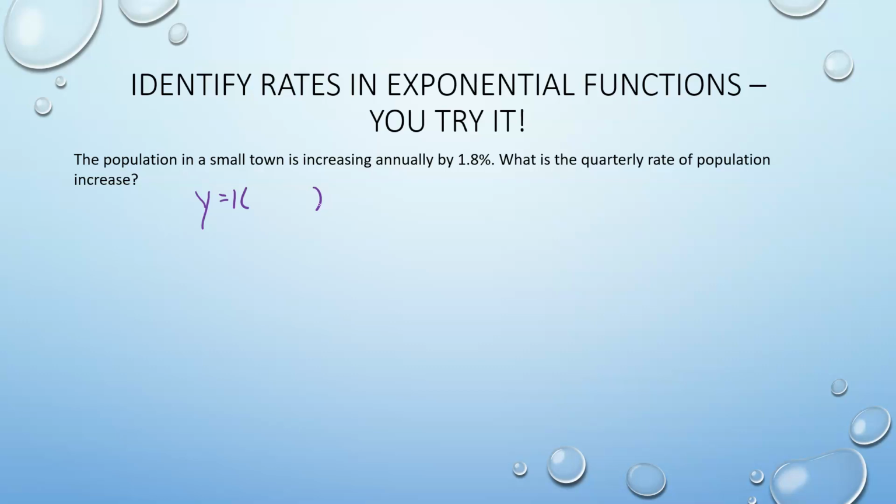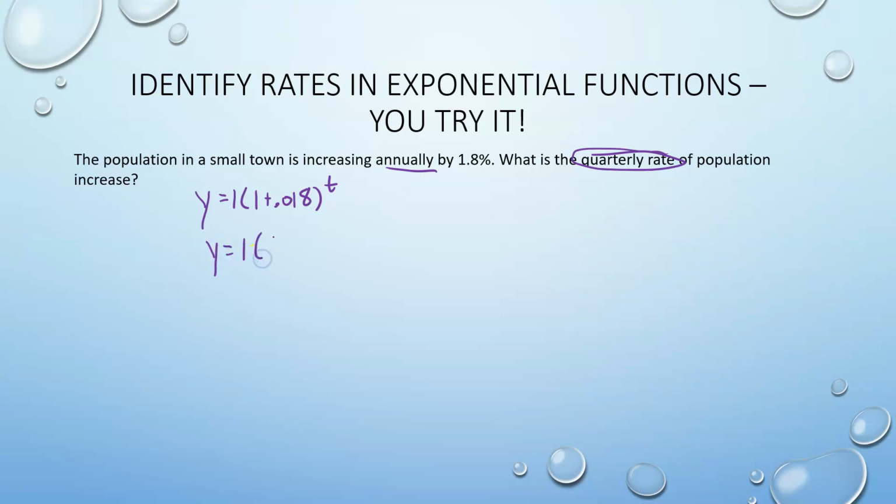So start by doing the annual. Hopefully annually you did 1 plus 0.018 to the t. Okay, so that's where we start. And now I want you to do that weird thing with the exponent we talked about, but this time it's quarterly. Last time it was monthly. See if you can figure out how you might change it when it's quarterly. Pause the video and write it down.